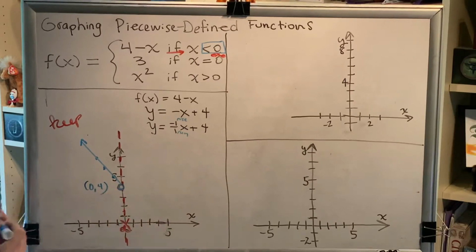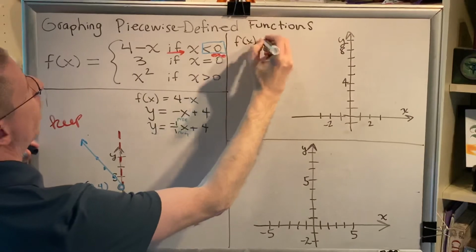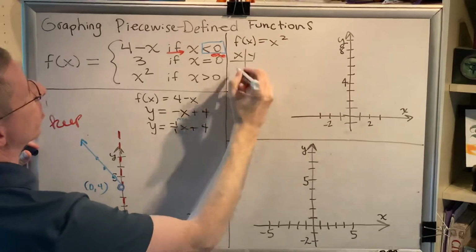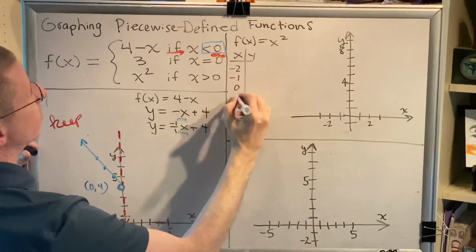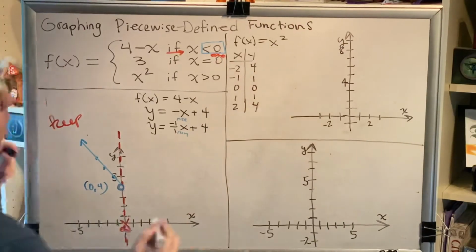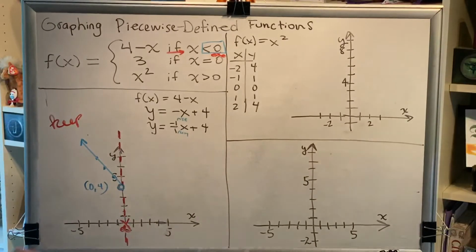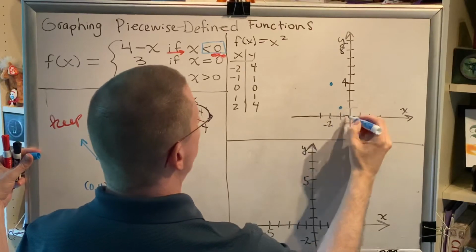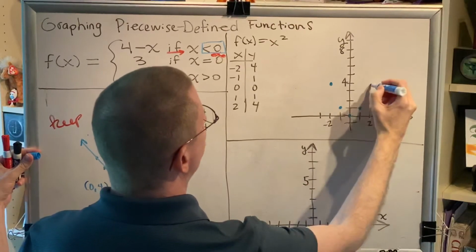All right, we've now got our first piece of our overall function. We're now going to turn our attention to the bottom piece. f of x equals x squared. Well, f of x equals x squared is the square function. I expect you to know from memory the points of the square function just as quickly as I know them. The x's will be -2 to 2, all the integers, and the y's will be 4, 1, 0, 1, 4. All right, plotting those points, we have -2, 4, -1, 1, 0, 0, 1, 1, and 2, 4.